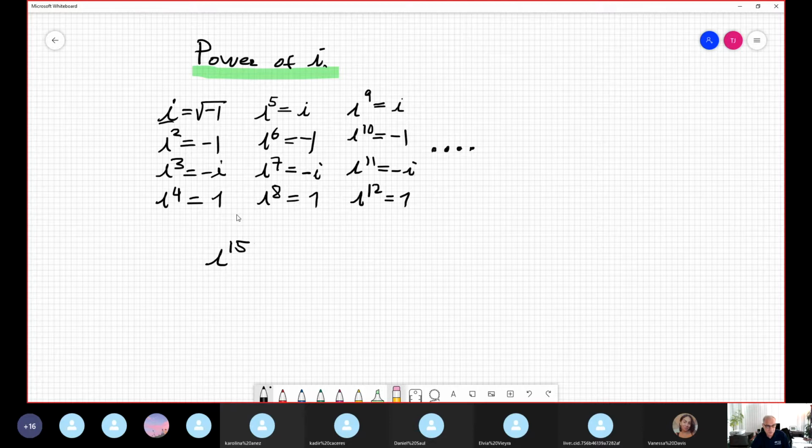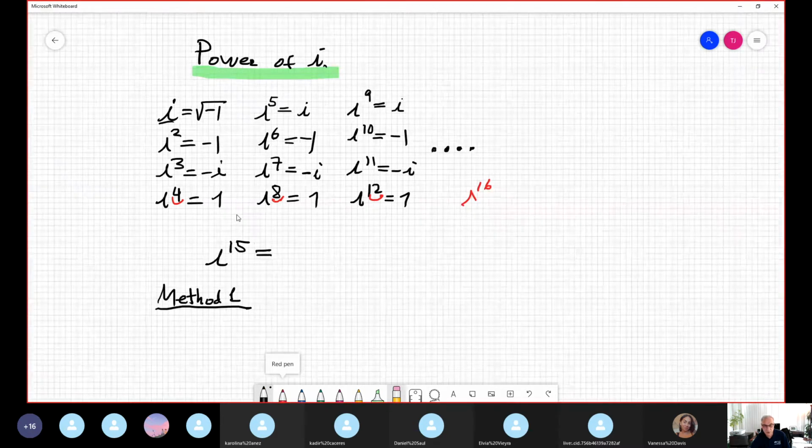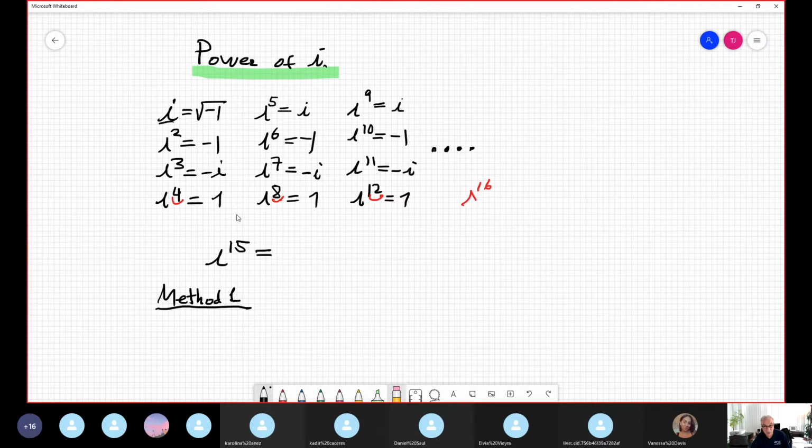I want to explain two methods. Method 1, a little bit intuitive method. You try to find what is the multiple of 4 close to 15 but down. 4, 8, 12, and the next is 16. What is the multiple of 4 close to 15 but down? It's 12. If you break it down, 15 is 12 and 3, because 12 plus 3 is 15.